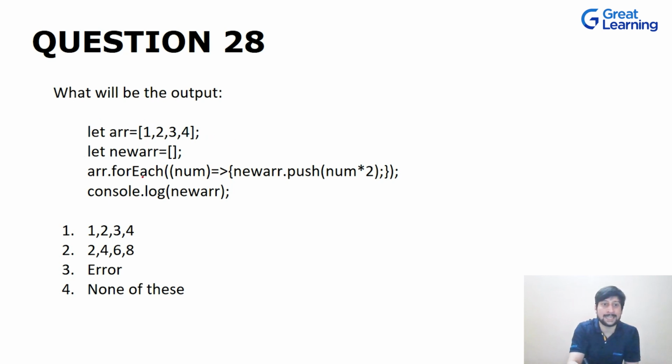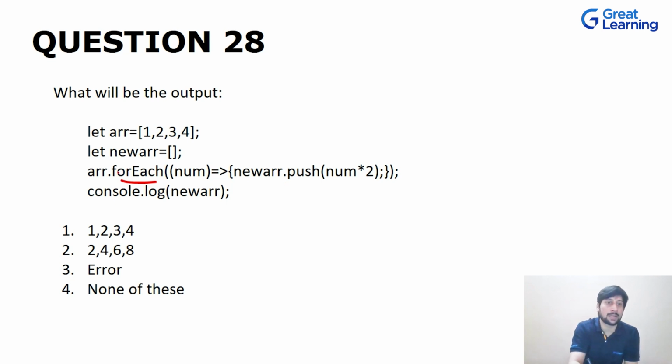And then we are defining a new array which is empty. And then what we are doing, we are trying to push elements in the array, and at the same time we are using this for each loop over here, and we are multiplying each element by 2. So this is the question. I have explained it in such a way that the answer should be easy, right?